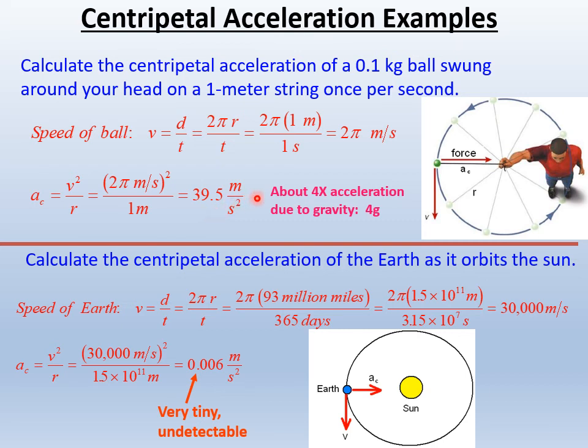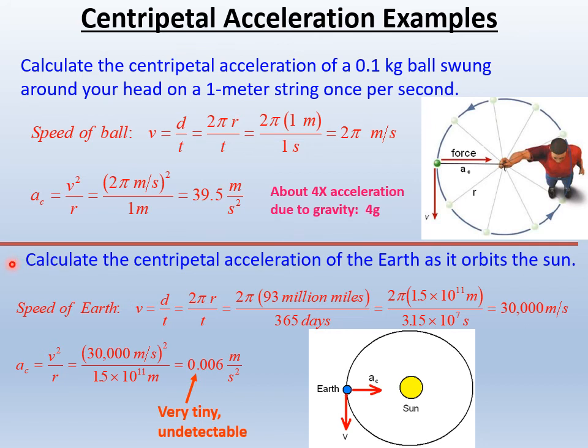By the way, just to put some perspective on what this means, remember the acceleration due to gravity is 9.8, which is around 10. So this acceleration here is almost 40. So it's about 4 times the acceleration due to gravity. In other words, we would say that the ball is experiencing approximately 4 Gs of acceleration.